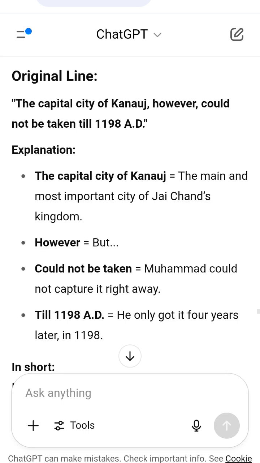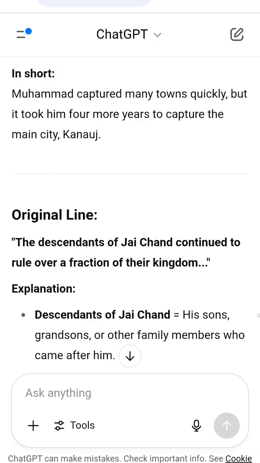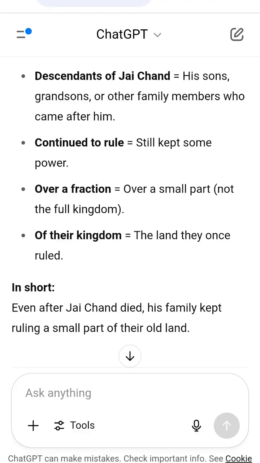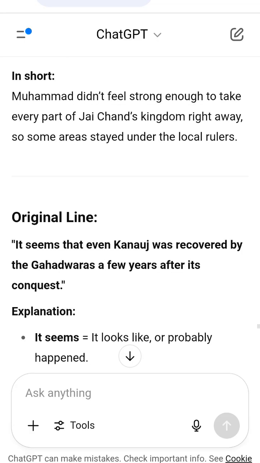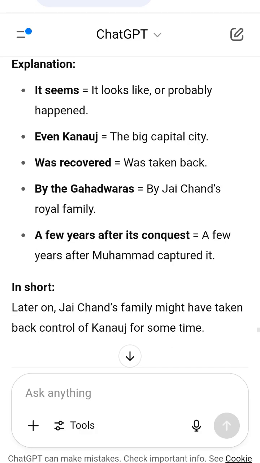5. Fate of the capital city, Kanauj. It remained free for a few more years. Muhammad of Ghur finally captured Kanauj in 1198 CE, 4 years after the battle. But even then, Jai Chand's family, the Gahadwalas, were not wiped out. They continued ruling small parts of their former kingdom, especially in places Muhammad's army didn't reach or couldn't control. Some records even say that the Gahadwalas briefly recovered Kanauj after losing.